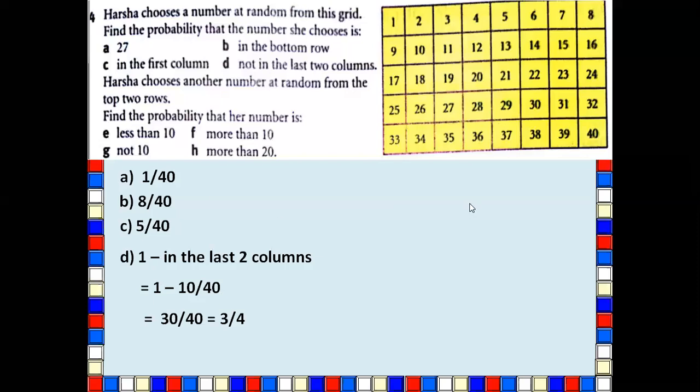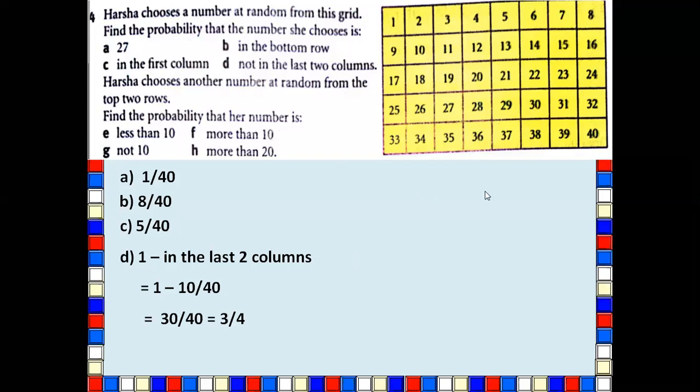So let's continue the question. Now the other part of the question says, Harsha chooses another number at random from the top 2 rows. Only the top 2 rows. So we're not gonna use the whole grid. We're just gonna use the first row and the second row, yani numbers from 1 to 16. How many numbers from 1 to 16? 16 numbers. So to find the probability that her number is less than 10, Lean.